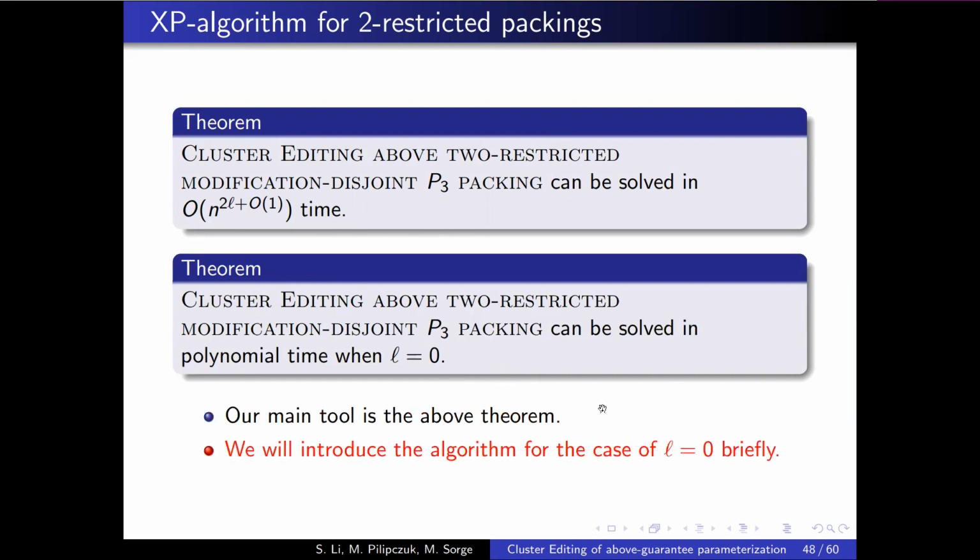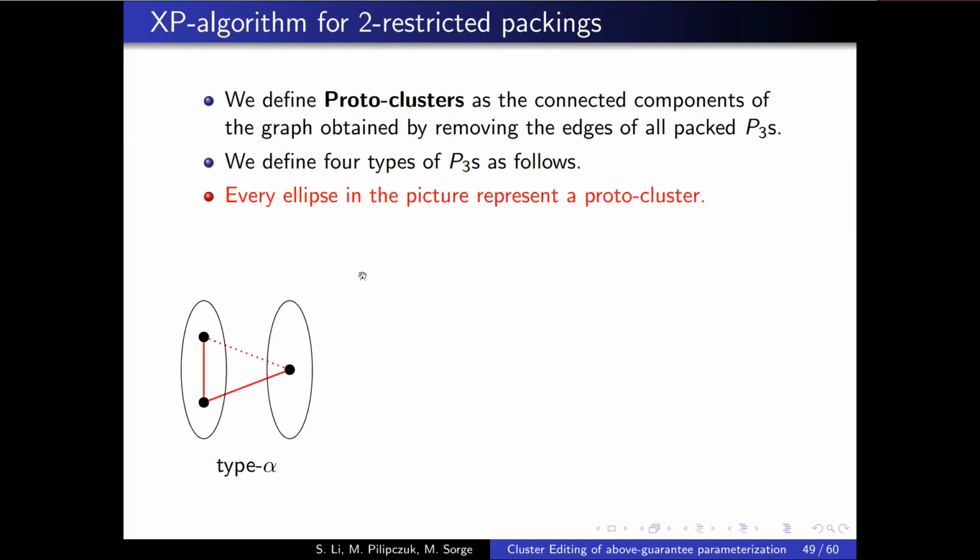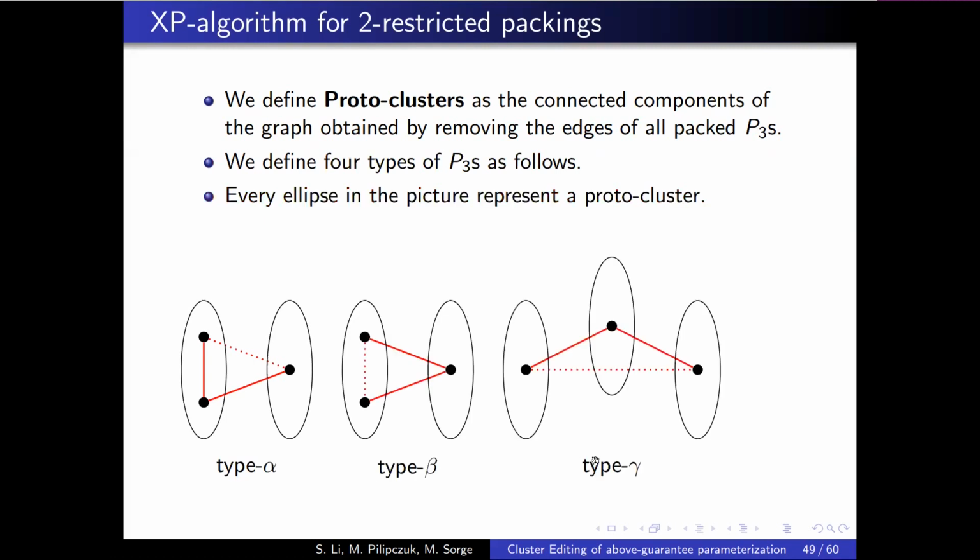We will introduce the algorithm for the case of L equals 0 briefly. We define protoclusters as the connected components of the graph obtained by removing the edges of all packed P3s. We define 4 types of P3s as follows. Every ellipse in the picture represents a protocluster. This is type alpha P3. This is type beta P3. This is type gamma. And this is type delta.